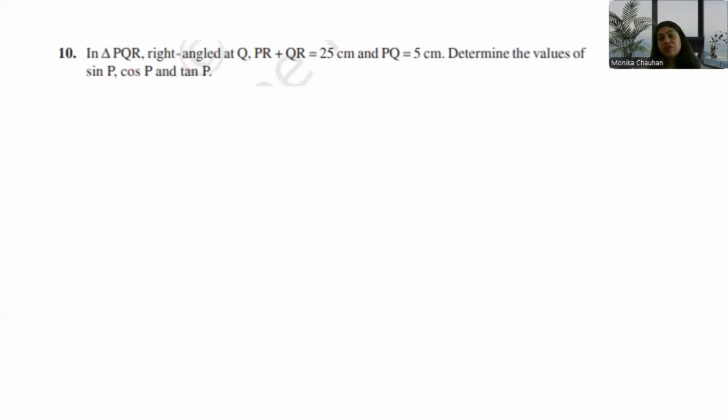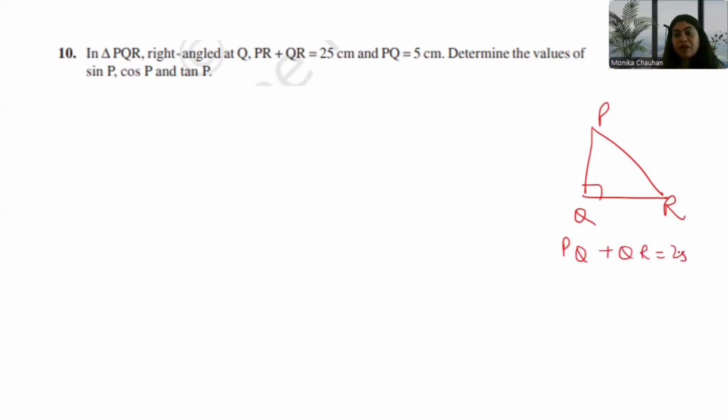Now, this is the last question of the exercise. In triangle PQR, the question is which you are going to make as right angle at Q. So it's already given. So let's make this, over here, right angle at Q. Now, when you make right angle at Q, make P over here and R over here. What is given? You can write down PQ plus QR is given as 25 centimeter and PQ is given as 5 centimeter. So this side is given, but the addition of these two sides is given as 25 centimeter.